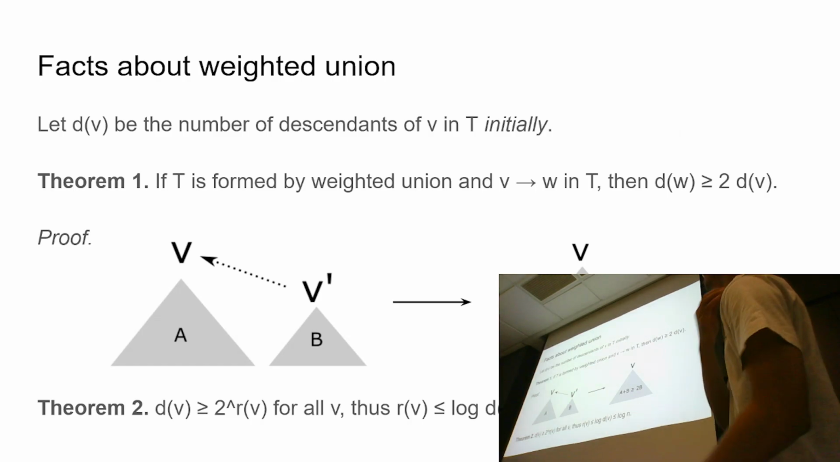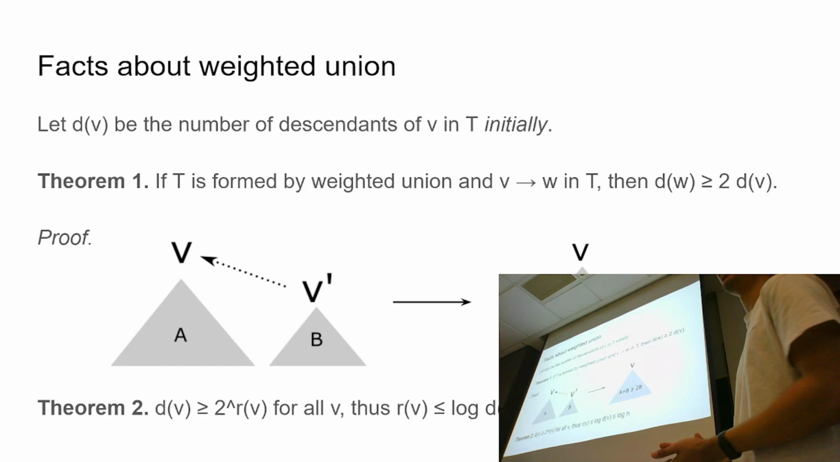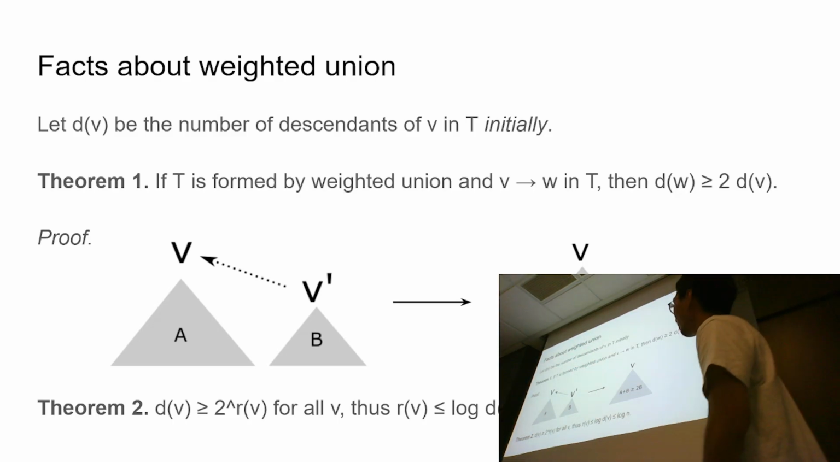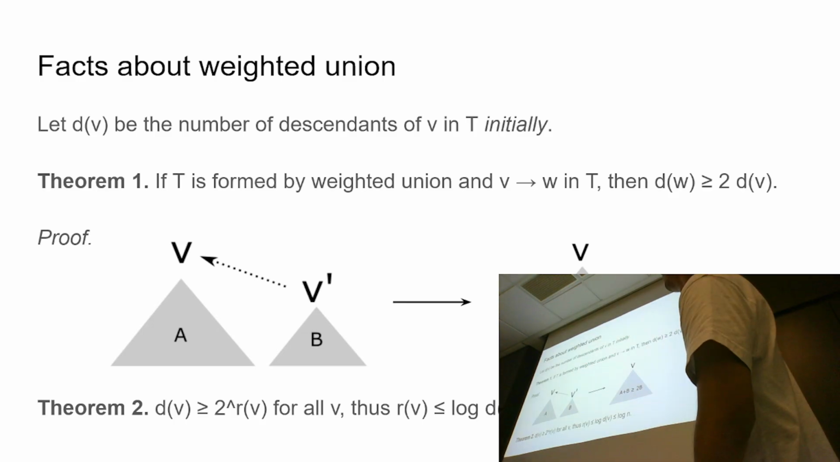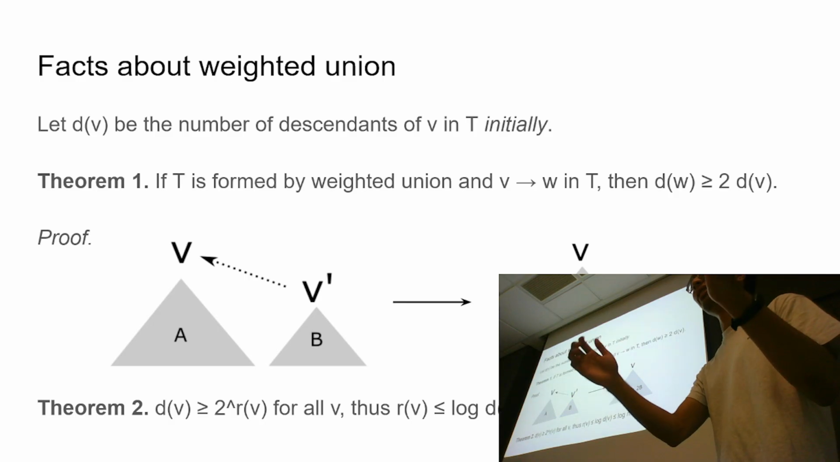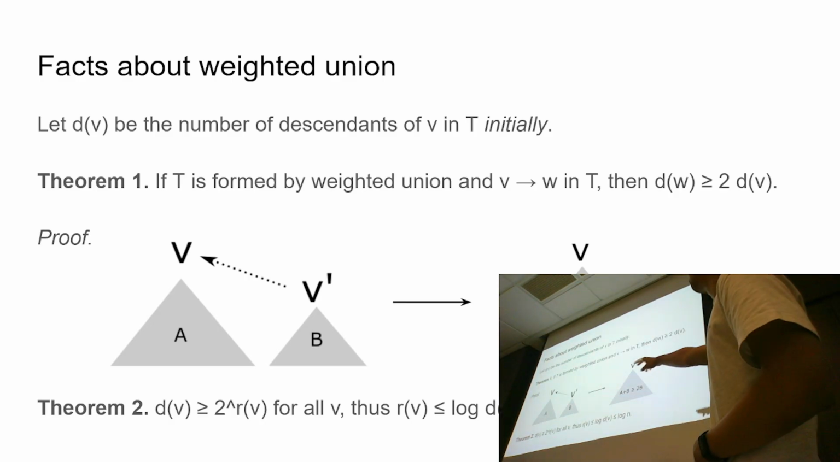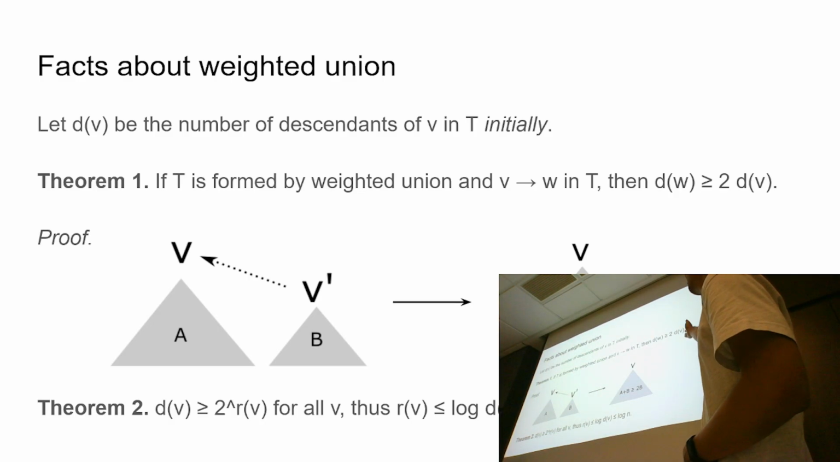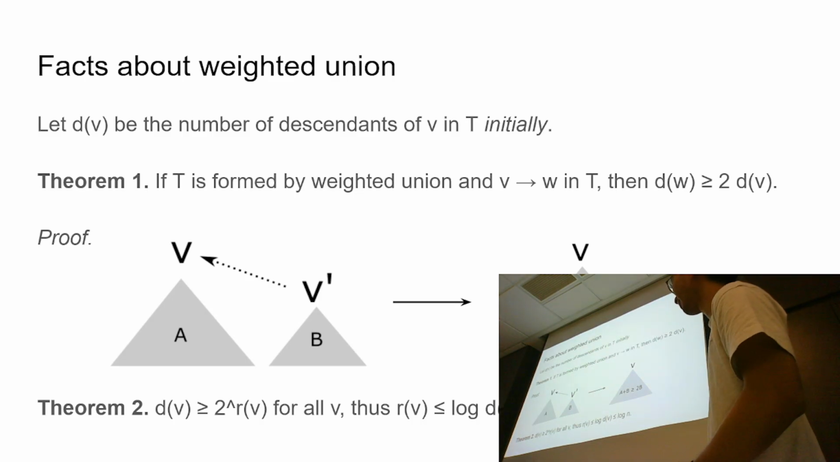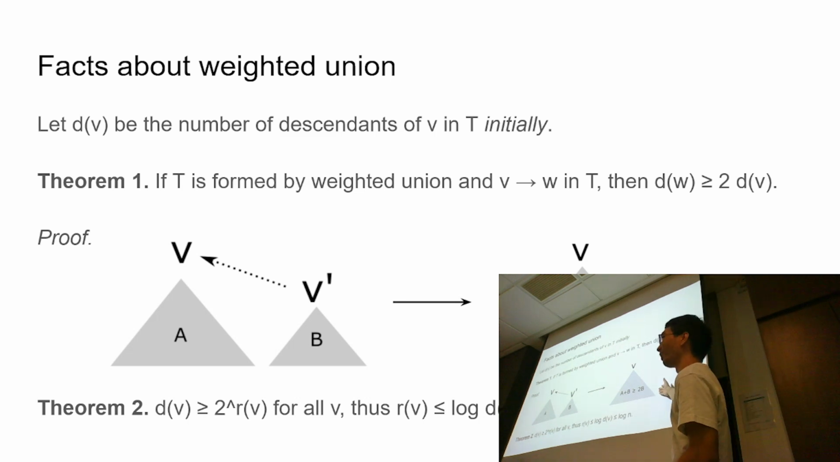So let dV be the number of descendants, including the children and all the grandchildren and so on. So theorem 1: if T is formed by weighted union, so if all the unions follow the weighted union rule, and if V's parent is W, then W has at least twice as many descendants as V. So I chose to give a pictorial proof.